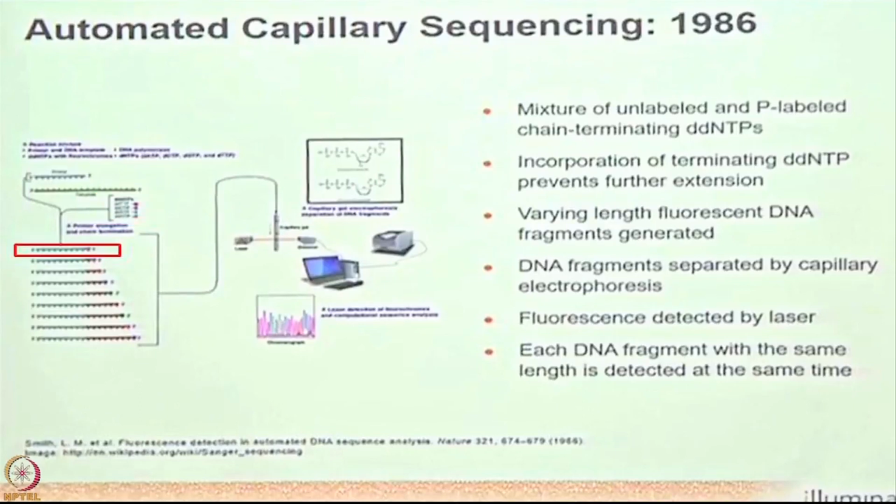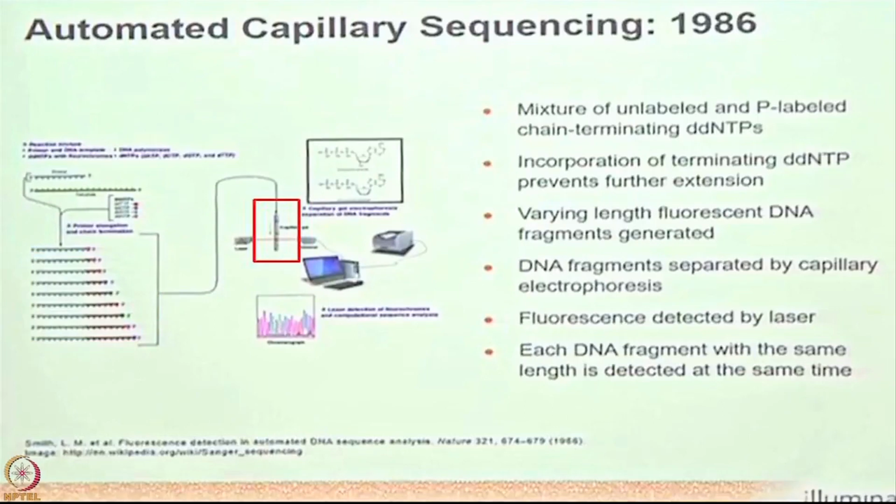Let's say the first one added is A. That polymerase can't extend it. Why? Because the base added is a ddNTP. It lacks an OH group. Then so on, you will have different kinds of fragments over here. After that, you run it through a capillary. A capillary is nothing but a gel, right?